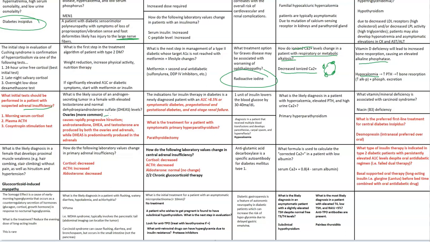What is the likely diagnosis in an asymptomatic patient with a slightly elevated TSH despite normal free T4 and T3 levels? That would be subclinical hypothyroidism. And last point here, what is the diagnosis in a patient with elevated T4, low TSH, RAIU is less than 5%, and anti-TPO antibodies are present? That's painless thyroiditis.